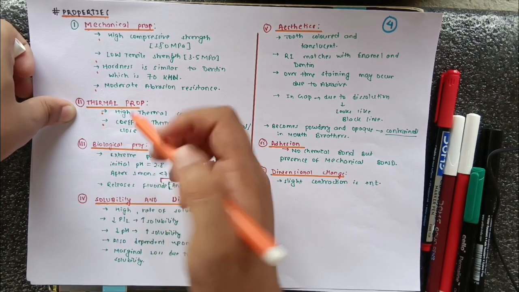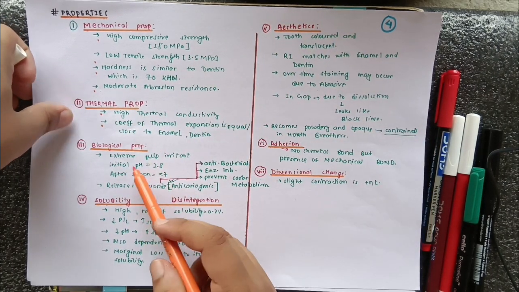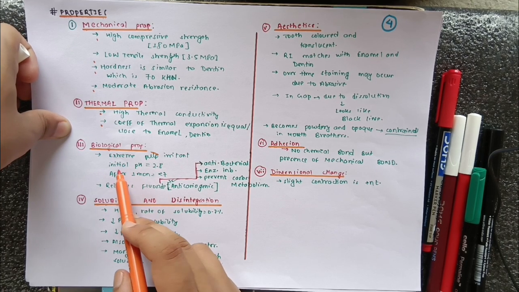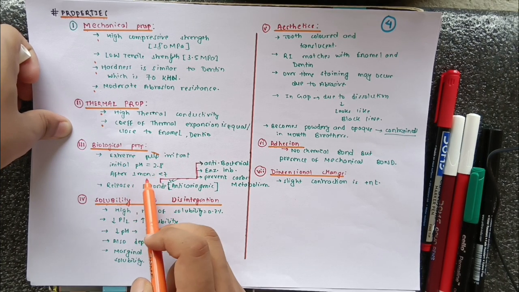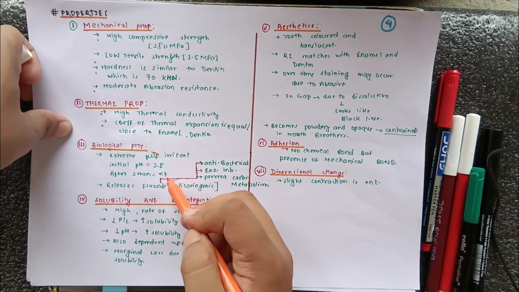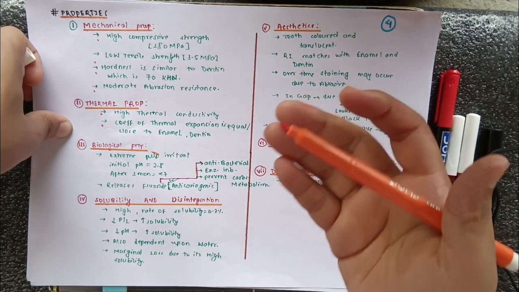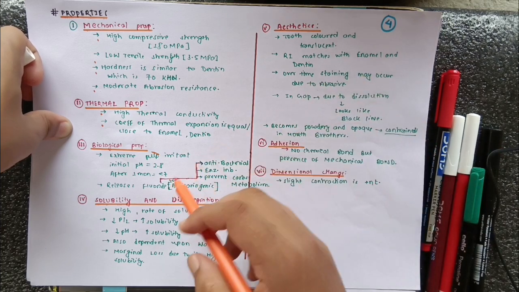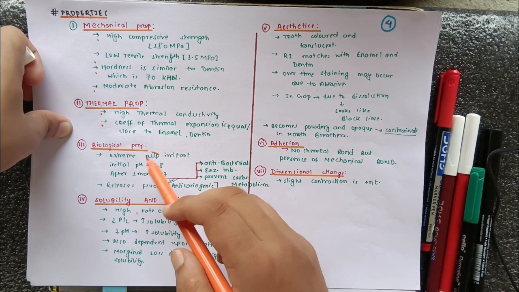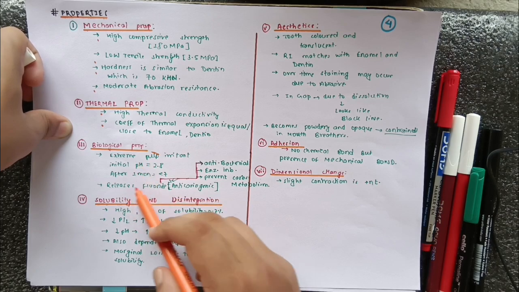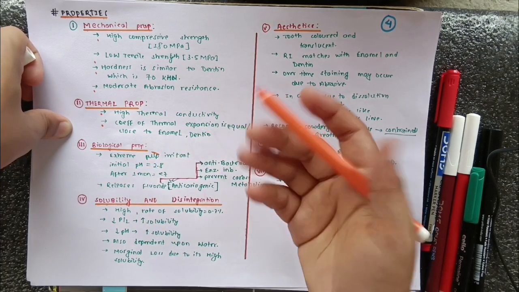Similarly, in the biological properties, as I have written here, it is an extreme pulp irritant. The initial pH is 2.8, and after 1 month there is an increase in pH, but that is also less than 7 itself. So after some time it still has an acidic pH, so it is a highly acidic cement. Similarly, it releases fluoride, so you can separate the disadvantage and the advantage like that: it is an extreme pulp irritating substance, and it releases fluoride.